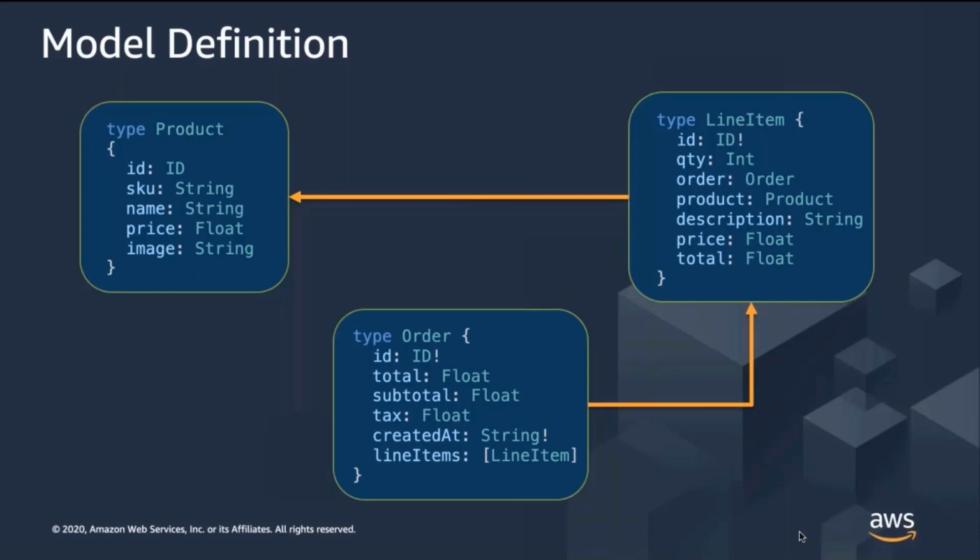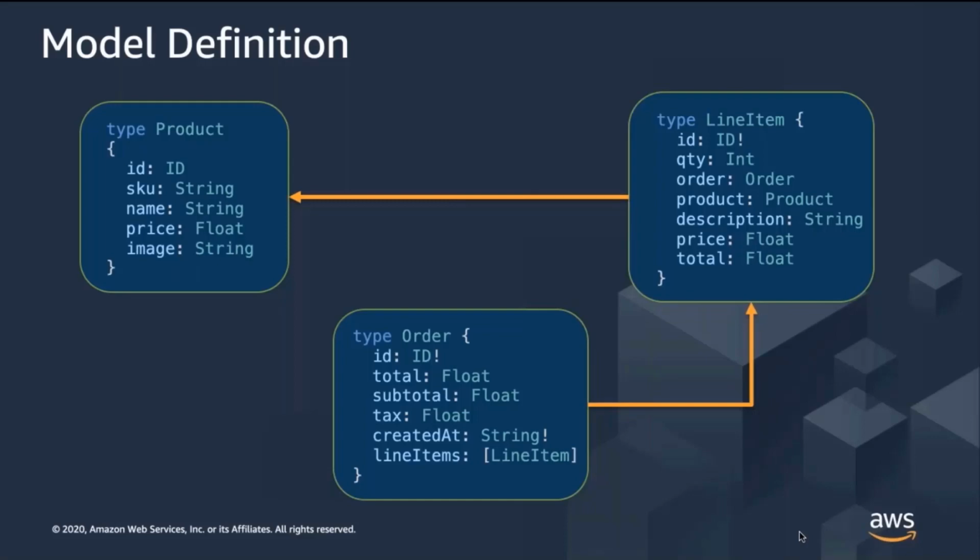So a couple things about the model definition here. If this looks like GraphQL, you're not wrong. We do our model definition using schema definition language from GraphQL. So that gives us a couple benefits here. We have the fields in these data types are typed with things like ID, string, and float.